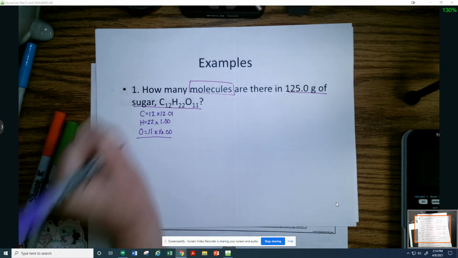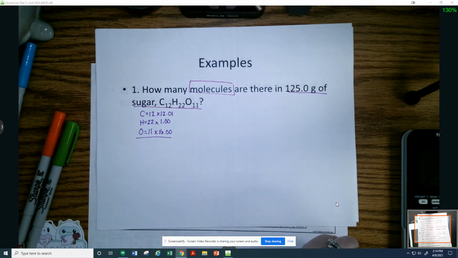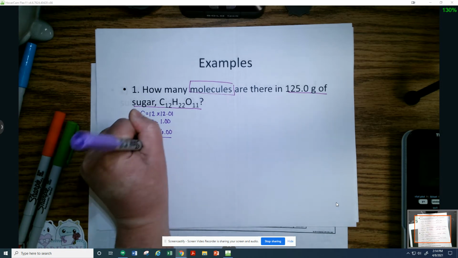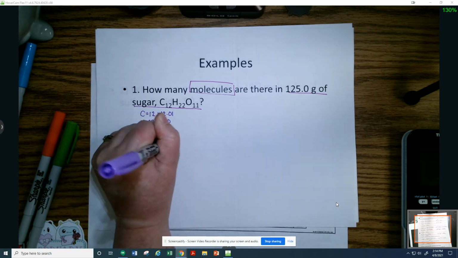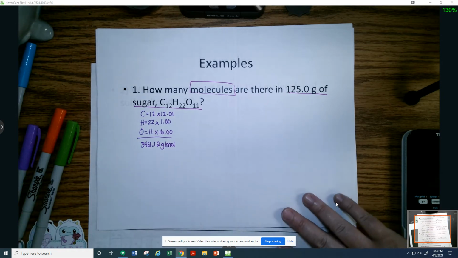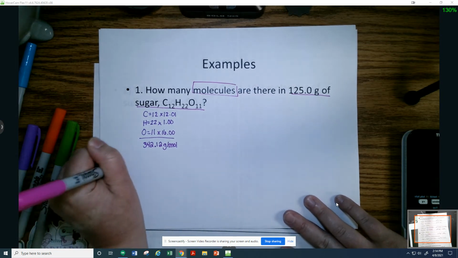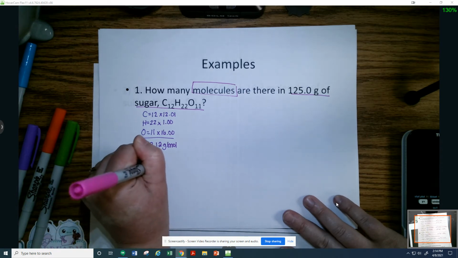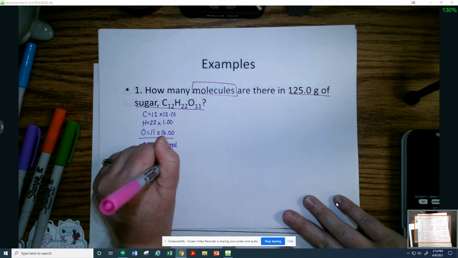So again, you multiply these 3 and add all 3 up. When you do that, you get a grand total of 342.12. It's molar mass, so grams per mole. We have enough information to start setting up. Take your given. We have 125.0 grams of the C12H22O11.